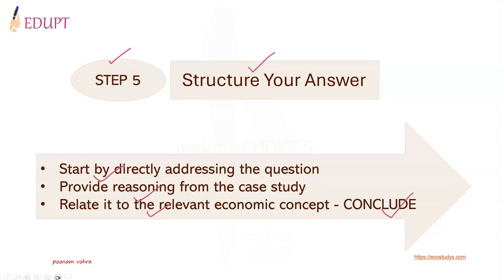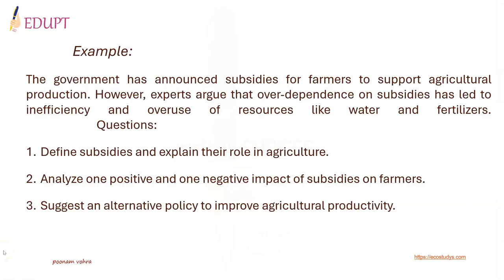For example, if the case study is about subsidies, then your concluding statement would be, the government's role in providing subsidies is essential for supporting farmers and ensuring food security. Let's have a look at an example of a case study. The government has announced subsidies for farmers to support agricultural production. However, experts argue that over-dependence on subsidies has led to inefficiency and overuse of resources like water and fertilizers.